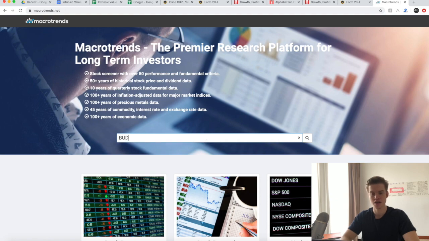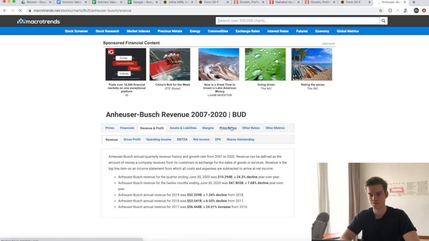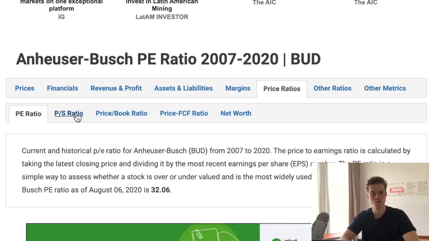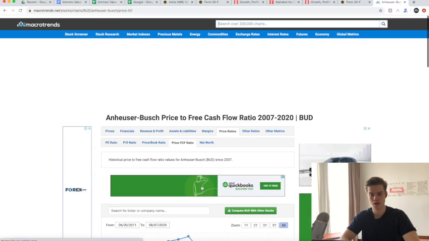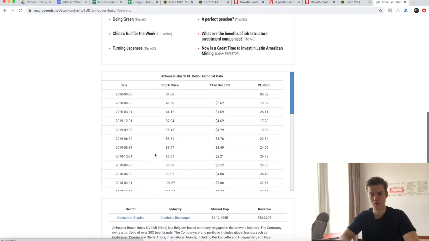We can go to the website I showed you guys last time, which is Macro Trends, and look at AB InBev. We go on their price ratios. We can see here that they have their price to earnings ratio, price to sales ratio, price to book, and price to free cash flow over 10-year periods. I'm just going to show you guys how you can get the historical average over a 10-year period. So we have their price to earnings ratio.